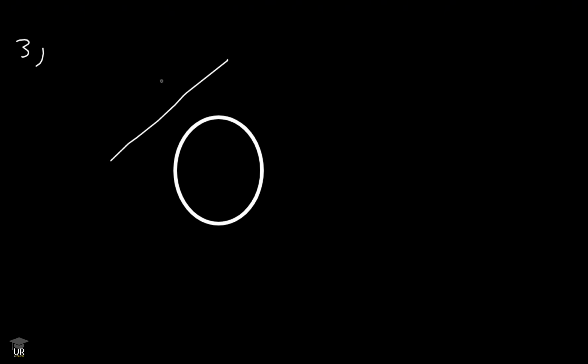Now the third possibility is that the line does not intersect with the circle at all. So here, if this is my circle, my line will not intersect the circle at any point. So you can see that my line will not intersect the circle anywhere. So in this case we can say that there are no real roots.